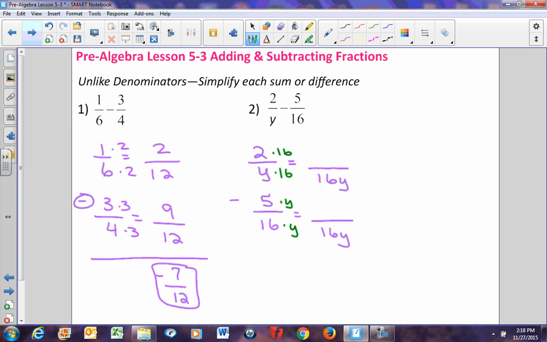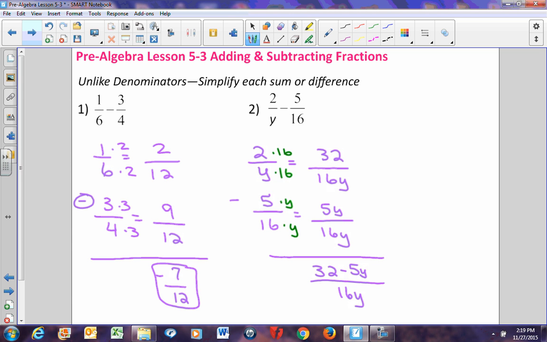So I end up with 2 times 16, which is 32, and 5 times y, which is 5y. Now, 32 and 5y are not common terms, so I really can't subtract them. So I end up with 32 minus 5y over my common denominator of 16y. Nothing can be simplified here. Don't say, oh, I can get rid of those y's. You cannot, because there's a plus or a minus sign.